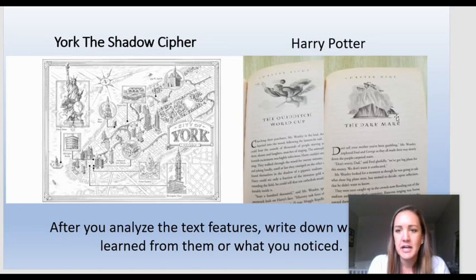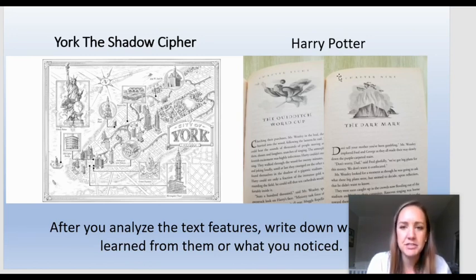Another text feature that I wanted to show was in the Harry Potter series. At the beginning of each chapter, there's a small little picture. A lot of times these pictures can give you some information about what's to come in that chapter. I know that it draws me in, and gives me a little bit better idea of what I should be imagining as I'm reading that chapter in the Harry Potter series. But it can also spark some wonderings in my mind as I'm reading. I think, oh, what is that? Or this picture doesn't really make sense right now. But once you read the story, it does.